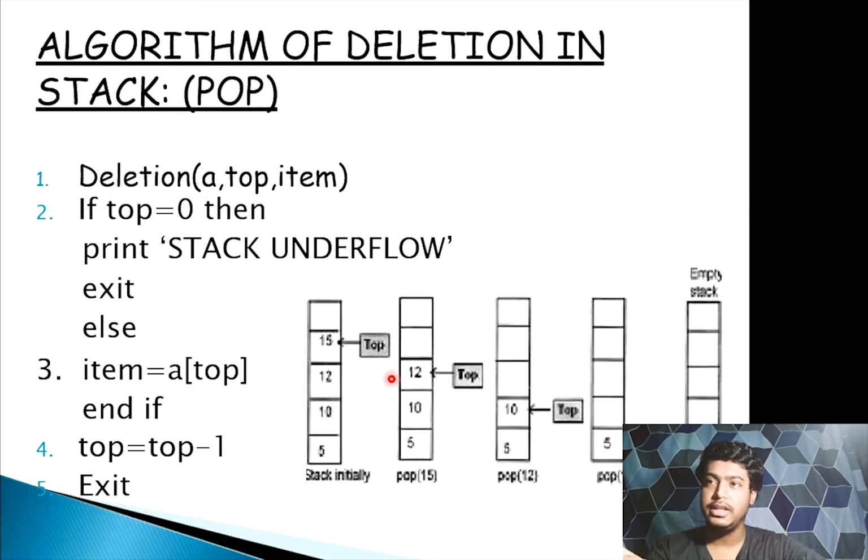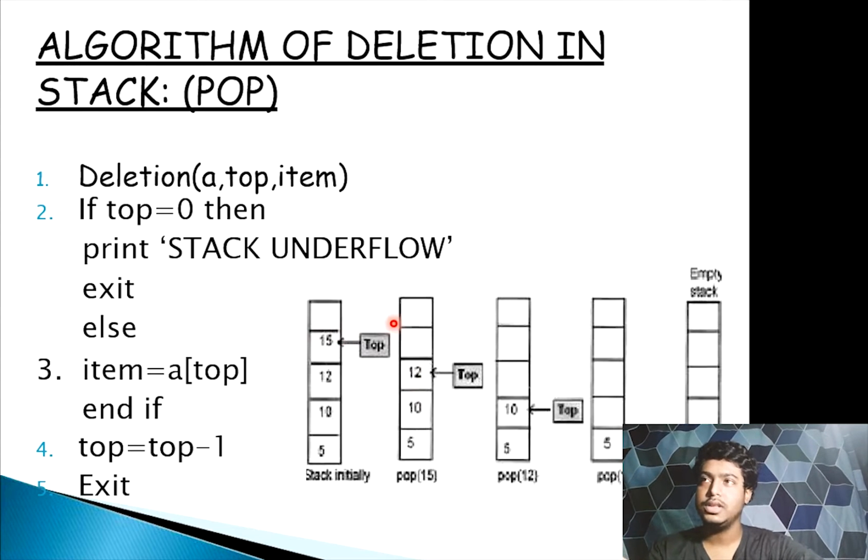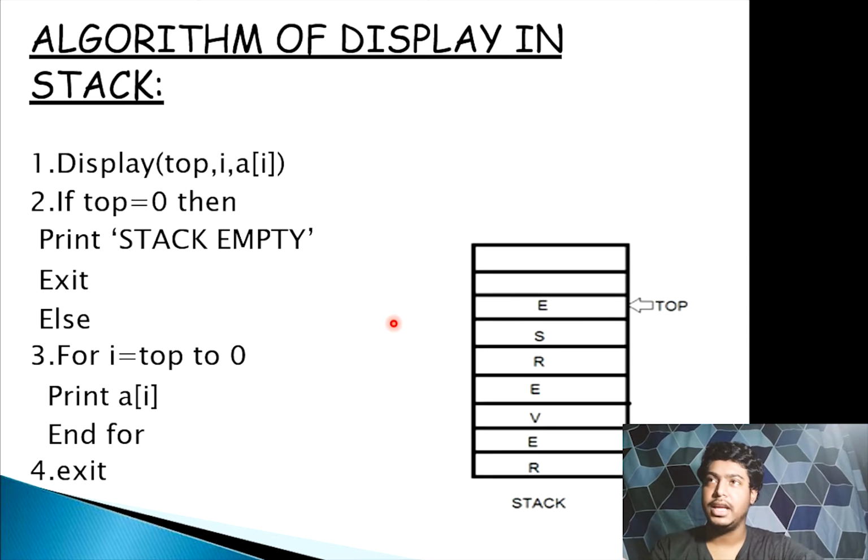In many cases we need to free this memory because there is no element present here and we have removed the data from this position, so we need to free this memory which was allocated to 15. So this was the algorithm for deletion in a stack, or the pop operation. So let's move forward to the display operation in a stack.